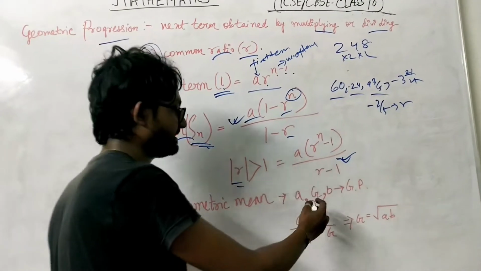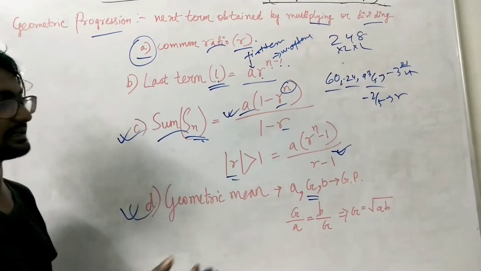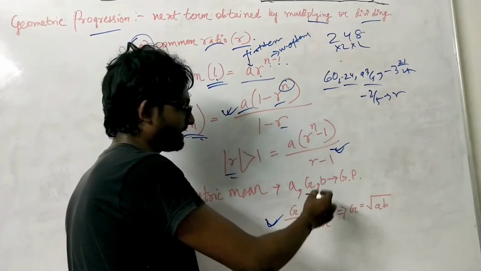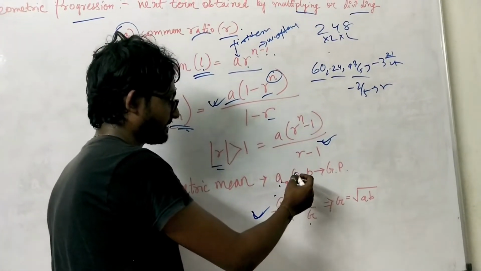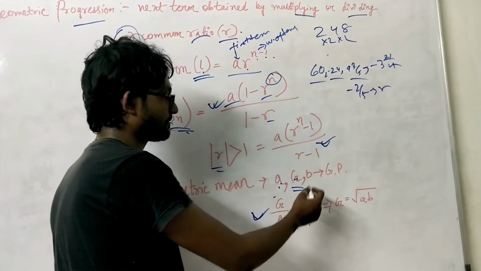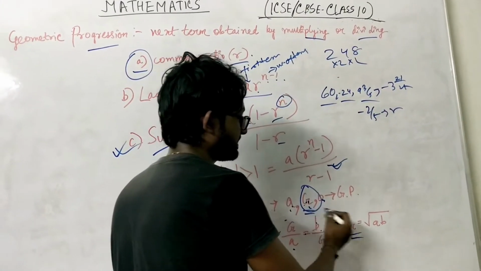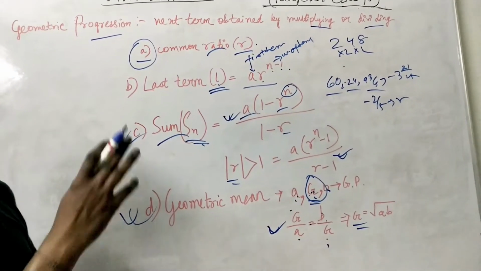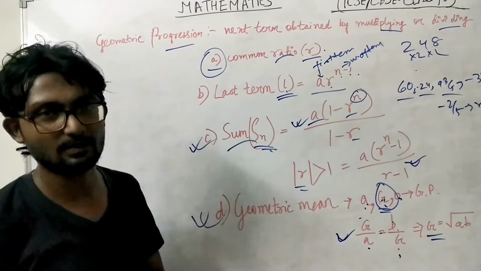Another term you need to understand is geometric mean. If A, G, B, these three terms, are in a GP, then G is the middle term, and the main relation between them is G by A equals B by G: the second term by the first term equals the third term by the second term. The geometric mean G will be root over A into B. These are the main primary formulas you need for geometric progression. You can note them down.